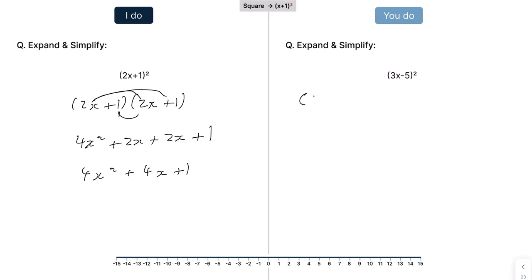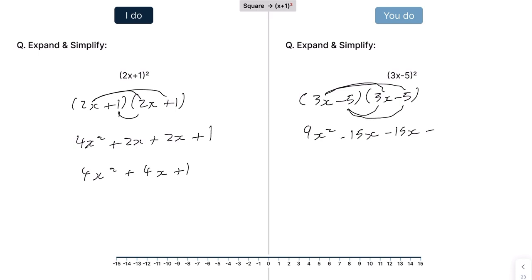So this one is slightly trickier because we've got the negative. So that's 3x minus 5, 3x minus 5. So we're going to do 3x times 3x, which is 9x squared. We're then going to do 3x times minus 5, which is minus 15x. We're then going to do minus 5 times 3x, which is minus 15x. And finally, minus 5 times minus 5 is plus 25. Now, collecting the like terms, we have minus 15. So we're going to start here, and we're going to hop to the left 15 times. So that's going to be 9x squared minus 30x plus 25.